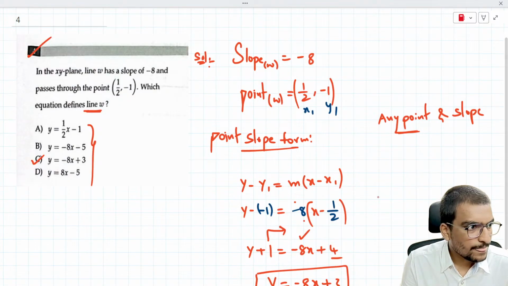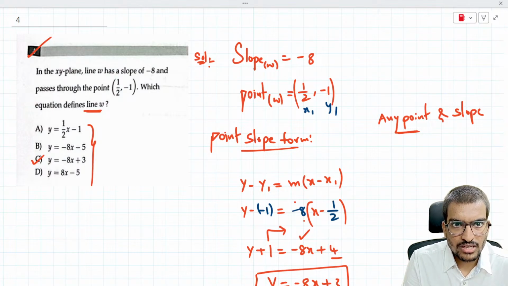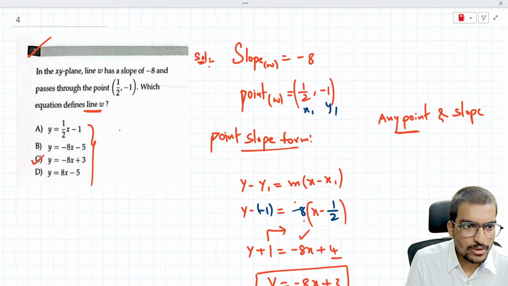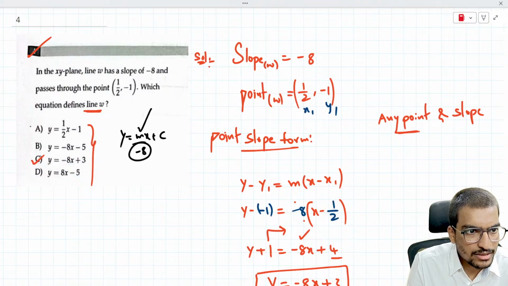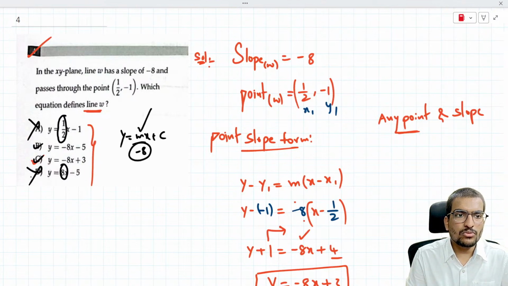Yes, it's okay. So it's option C, and there is no need to solve this in detail. You can just directly go like this. Here they clearly mention negative 8 as the slope. In y equals mx plus c, in the place of m, it must be negative 8. It is not option A, because the slope is something else. It may be option B, maybe option C, but not option D. So you ended up with only 2 now.